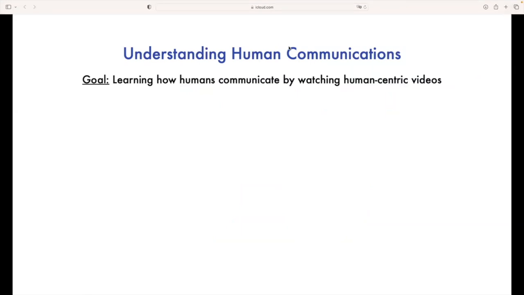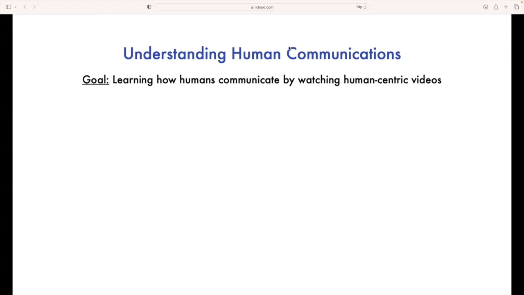So today, first, I'll give a very high level overview of what we are trying to do in this research and how we are trying to achieve our goals. One of the major key ideas here is to develop AI systems which are capable of understanding human communication through the analysis of videos which are focused on human interaction.